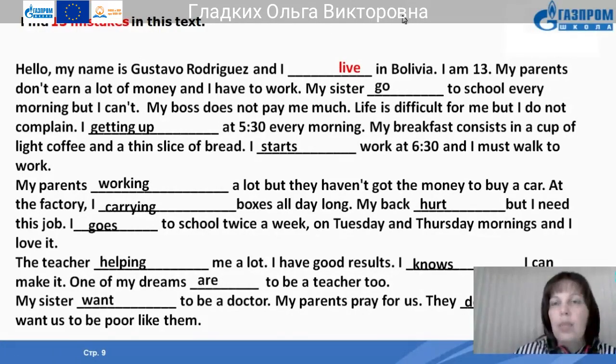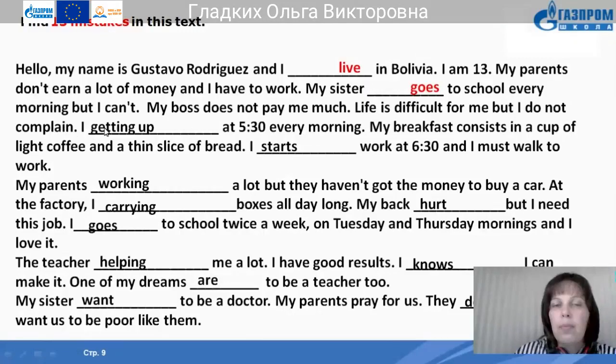Live, yes. Go on. I'm 13. My parents don't earn a lot of money and I have to work. My sister goes to school every morning, but I can't. Is everything correct here? No. Instead of go, we should use what? Goes. Yes. Next, my boss doesn't pay me much. Life is difficult for me, but I don't complain.